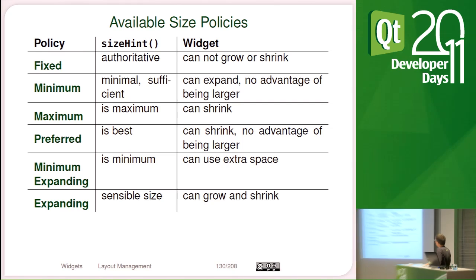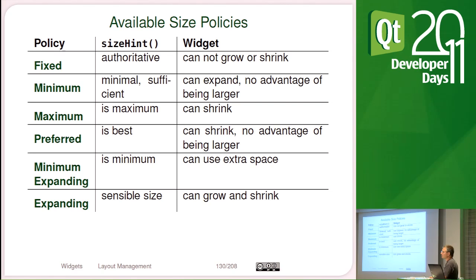When you set the size policy to minimum, that means the size hint is the minimum size, but the widget can grow. The size policy of maximum means that the size hint is the maximum size, but the widget can shrink. Preferred means the size hint is best, but it can shrink or it can grow, but there is no advantage of growing.